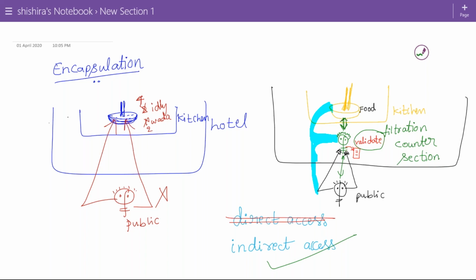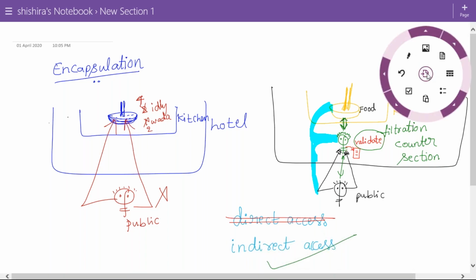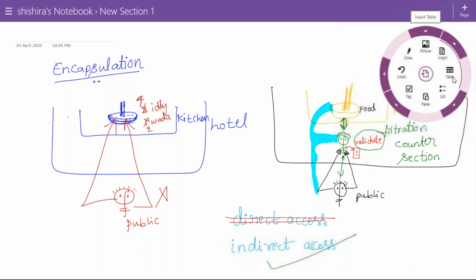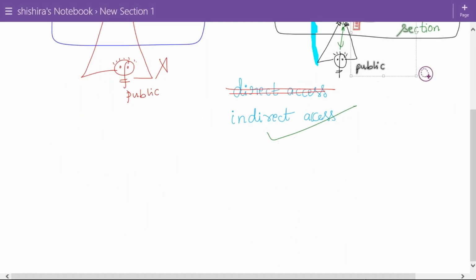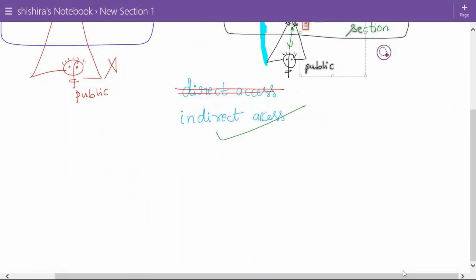So in the entire discussion that we have had until now, what you are supposed to understand is only one thing, that direct access is not allowed, rather indirect access is allowed. Are you clear now?